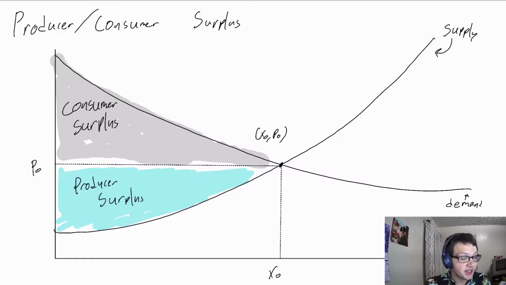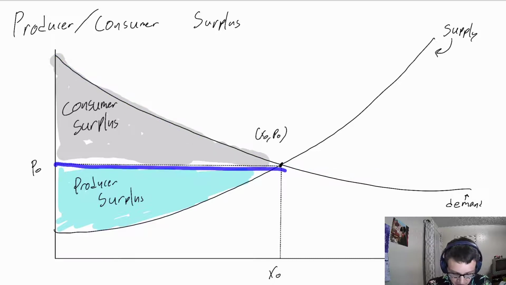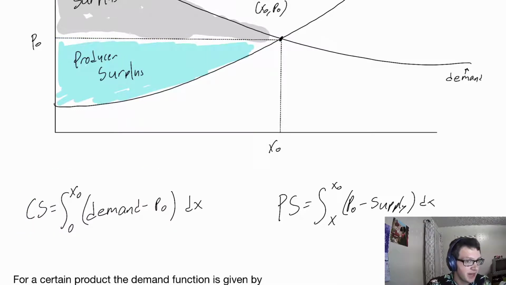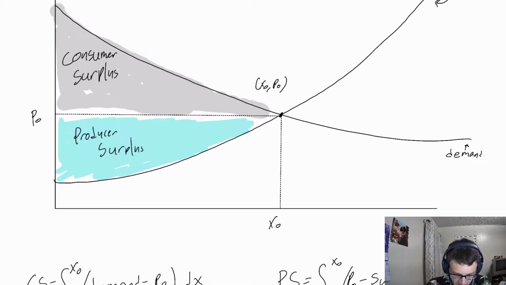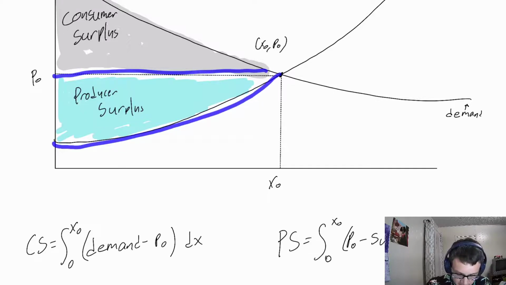To compute the area in gray, we're going to take an integral from 0, here this point is x equals 0, to x naught of the demand function minus p naught. So consumer surplus is the integral from 0 to x naught of demand minus p naught. And this cyan color here, if we want to compute the area, this producer surplus, again, it's an integral from 0 to x naught of p naught, this higher function, minus the supply curve.